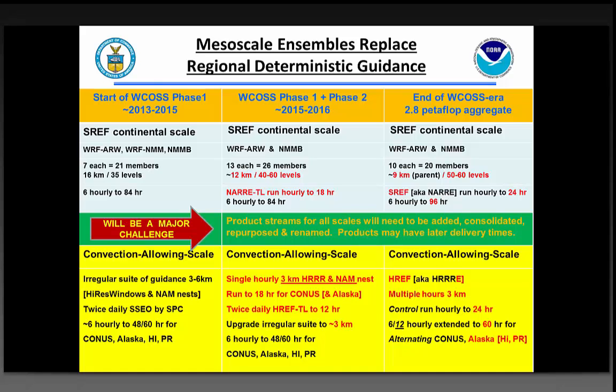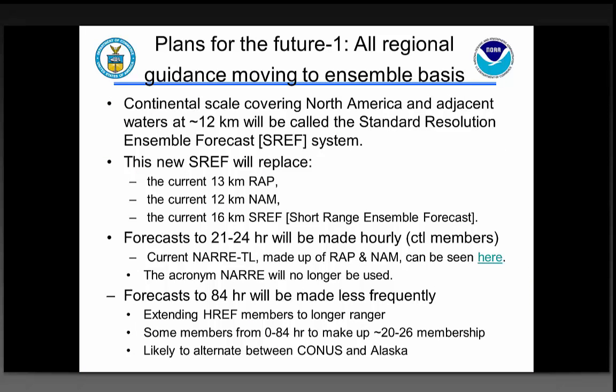Okay, just about right. So, again, the SREF continental scale will replace the 13-kilometer RAP, the 12-kilometer NAM, and the 16-kilometer SHREF. There are two things that are going to come into play fairly quickly. One is the National Blend of Models will move to shorter range and address the 1 to 4 day time frame. And the efforts to bring the global in line to take over these functions will also be taking place. Now, until that function is met, we still need to run this scale of 3.5 or so.